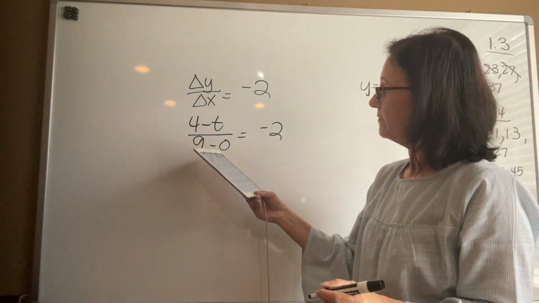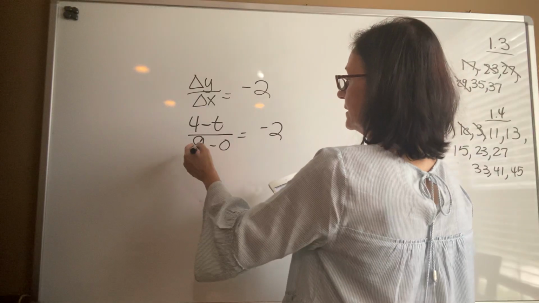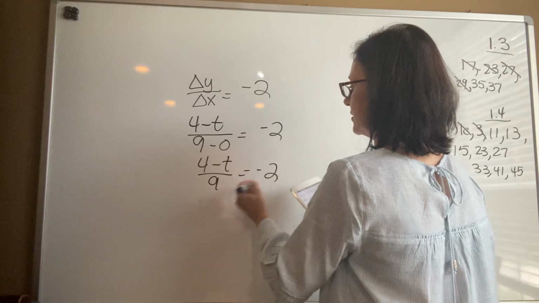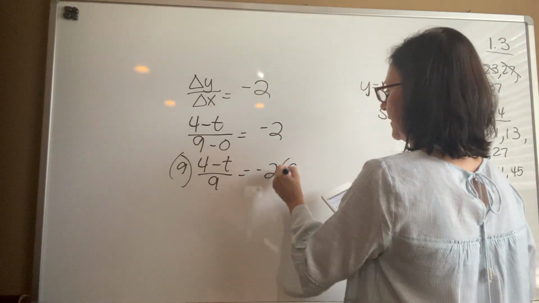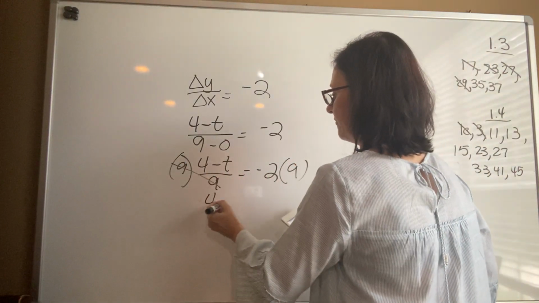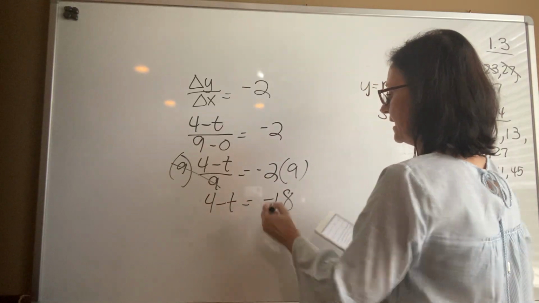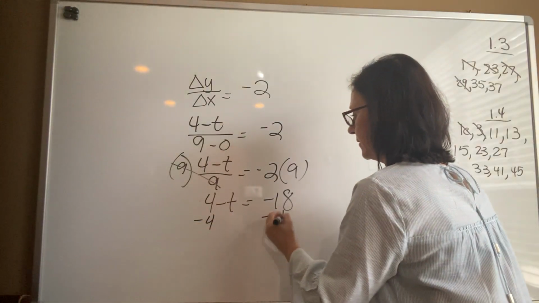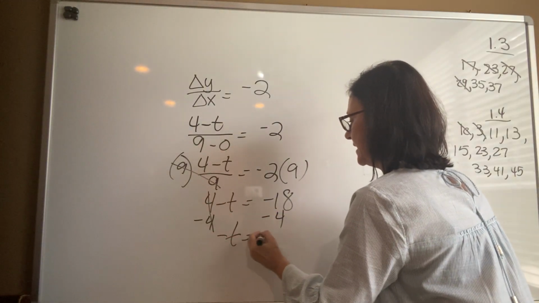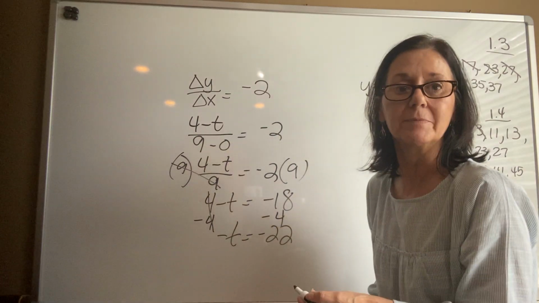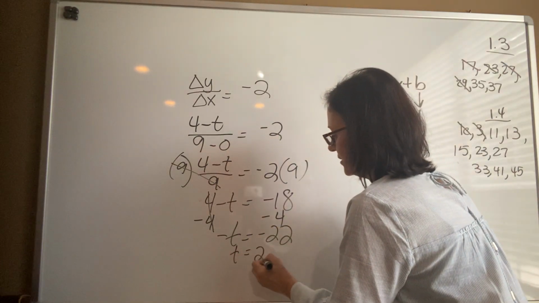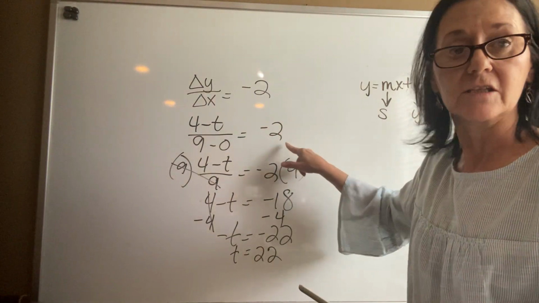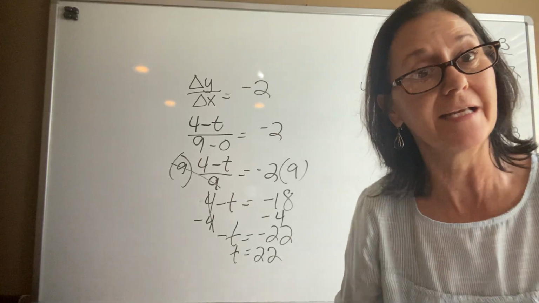I'm solving for t. So the denominator is just 9, right? 4 minus t over 9 is -2. I multiply by 9 to get rid of the 9. I have 4 minus t is -18. I'm going to subtract 4 from both sides. I have -t is -22, but I don't want the opposite of t. I want t. T is 22. So that's the value of t to make the slope equal to -2. Sounds like an ACT question.